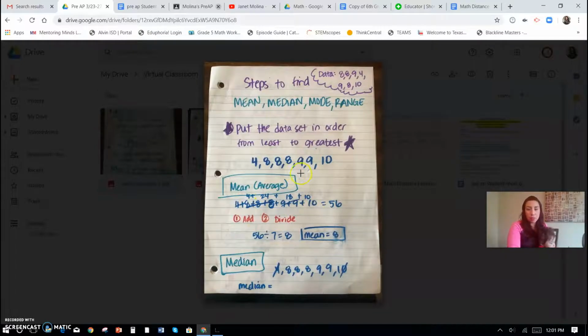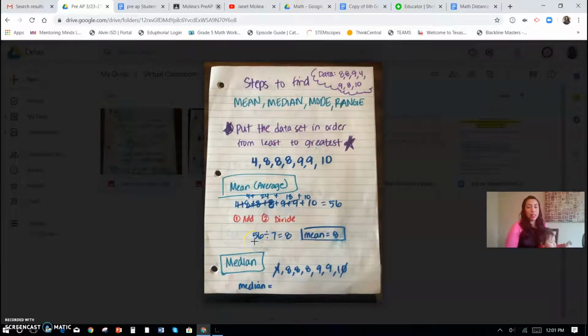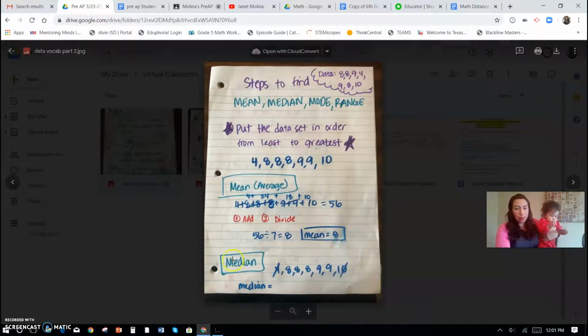When you add all these numbers together, you get 56. Now remember I told you there were 7 numbers here? You will then take the total and divide it by however many numbers you have in that set. So this one's an easy one. 56 divided by 7 is 8. The answer for the mean, also known as average, is 8.